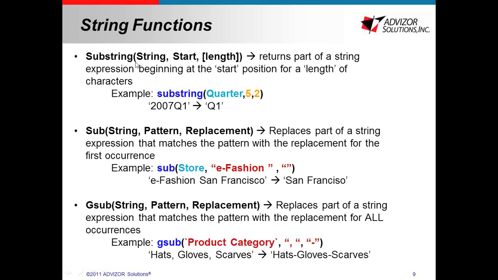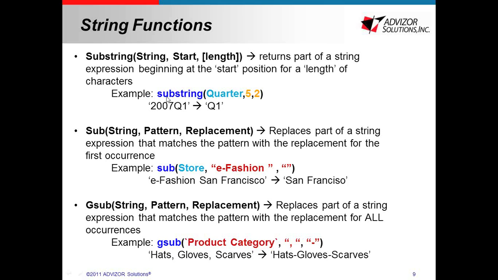Then there is the substring function, which returns part of a string expression. The part that's returned begins at the start position, which is the second entry between the parentheses, and runs for a length of characters, which is put last. If you omit the length portion, you will just get the portion of the string that starts at the start position and all characters that follow.